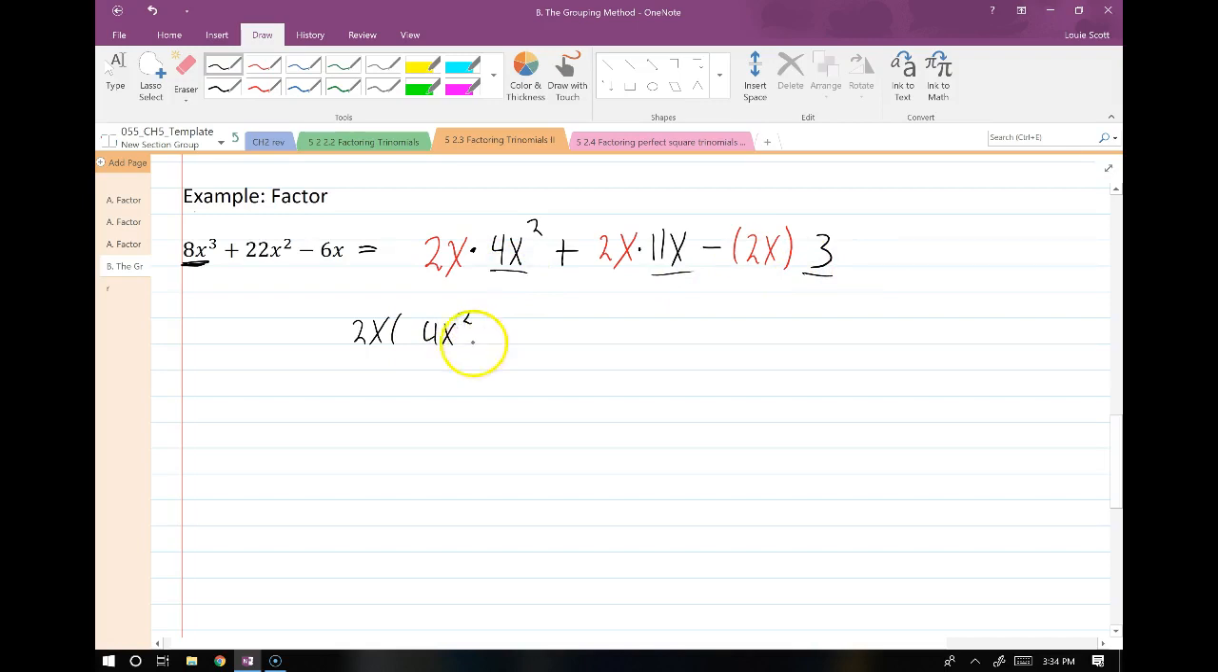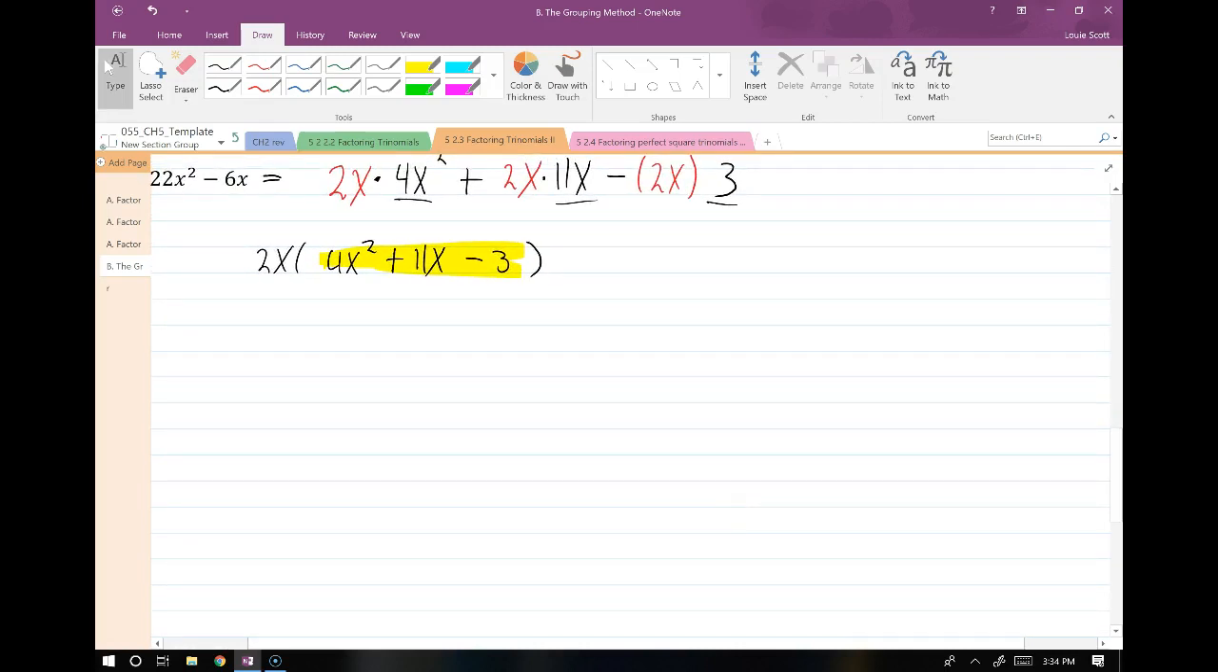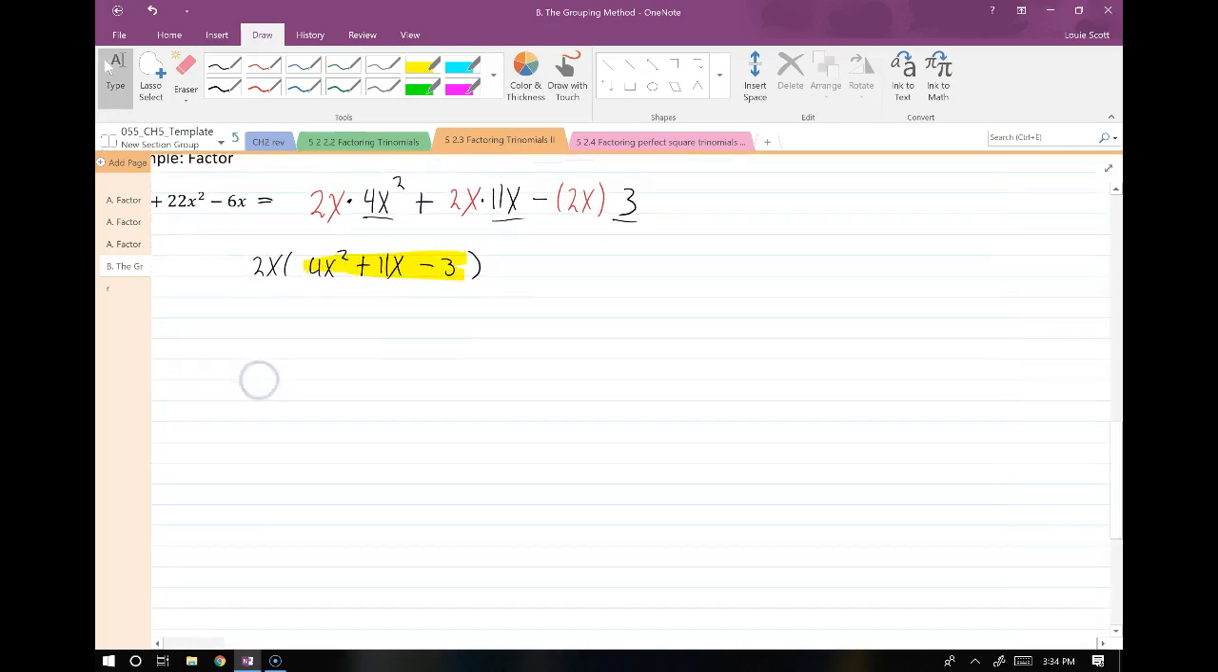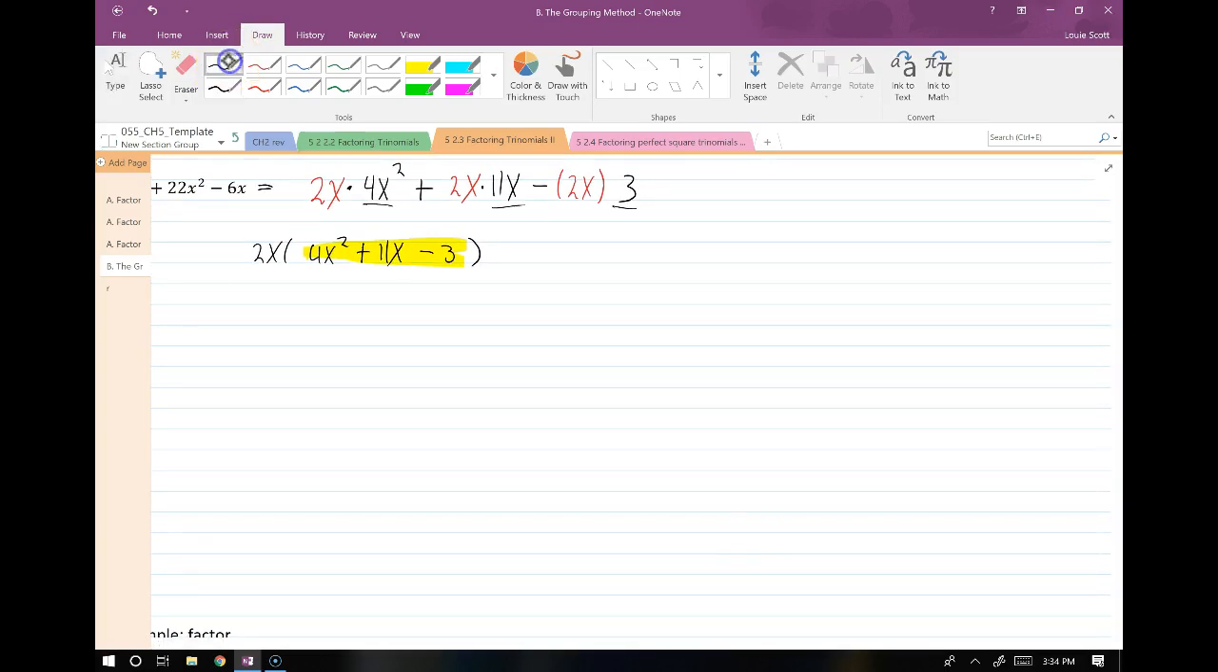4x squared plus 11x minus 3. Okay, and then we set to work on factoring the inner polynomial. So once again, now that I know how to do factor by grouping, there's no need to use a brute force method on this. I'm going to create my table over on the side. Okay, my a times c. Remember, my a is my first term, 4 in this case, and my c is my last term, my constant term, negative 3. So a times c in this case equals negative 12.